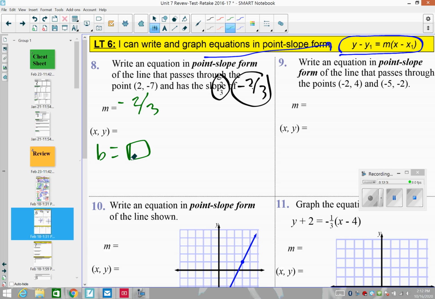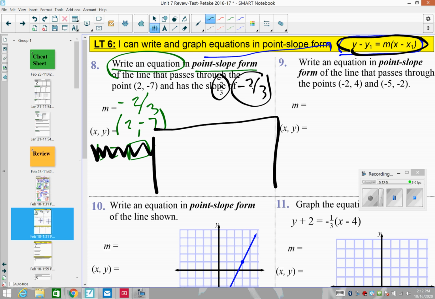The data point that it goes through is (-2, -7). It says to write an equation in slope-intercept form. Nope, it does not. It says in point slope form. I said that before, so I misspoke. So we don't really need the b. There isn't a b in here. Okay, so what happens if we just have a point and the slope?